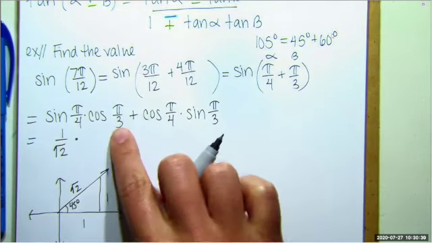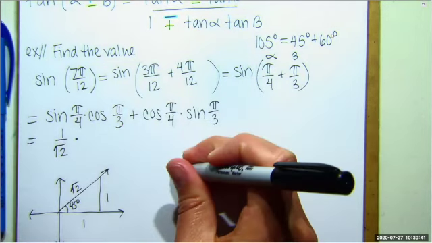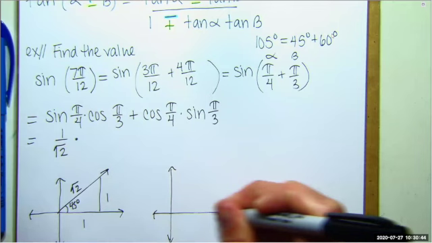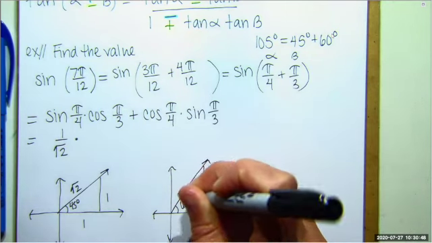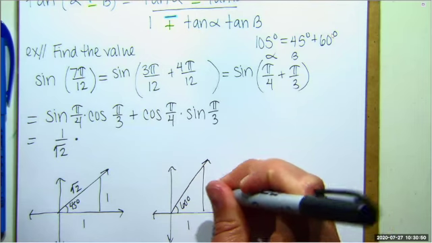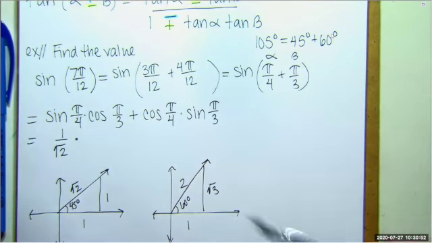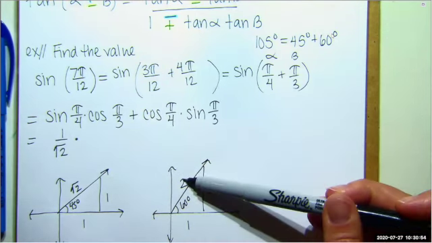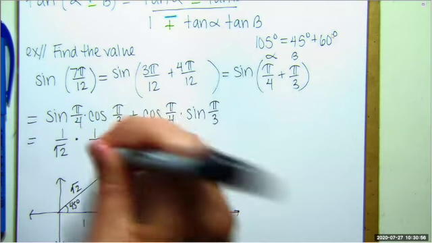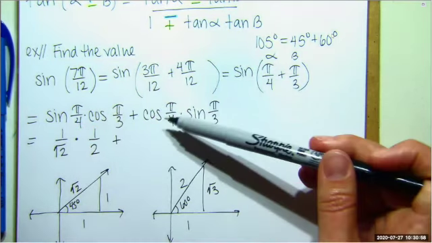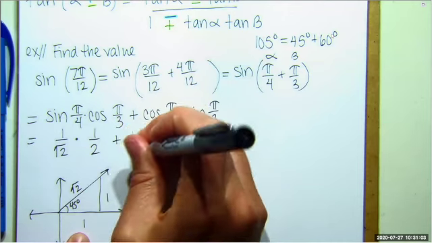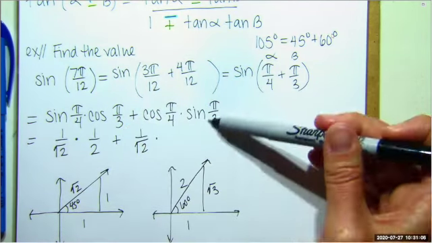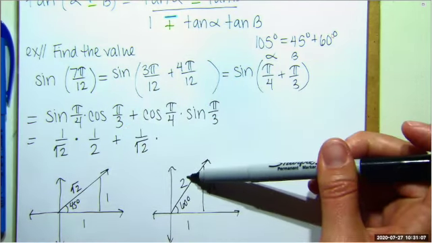Okay, next step, cosine of pi over 3. So pi over 3 is 60. Let's draw a picture of that. We know our sides are 1, square root 3, and 2. So cosine of 60 is adjacent over hypotenuse, that's 1/2. Plus cosine of pi over 4, so adjacent over hypotenuse is 1 over root 2, times sine of pi over 3, so sine of pi over 3 is opposite over hypotenuse, that's root 3 over 2.